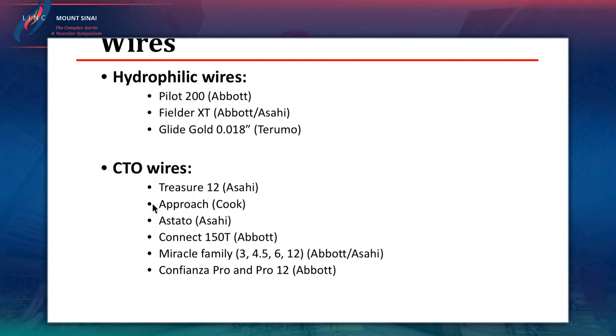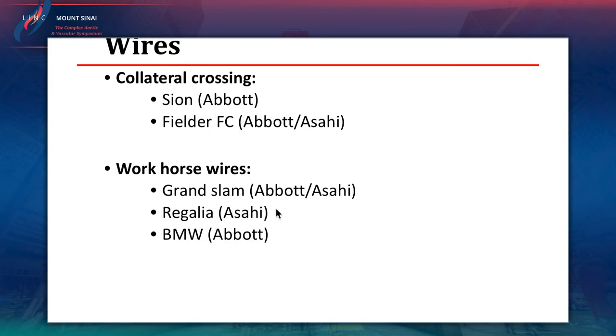From a CTO wires standpoint, there is a slew of them. I like the 250T, which I think, the Abbott wire, is the most effective, the 018 system. But these are some of the other ones that you can use in your armamentarium. Regarding crossing collaterals, we use some of the wires from the coronary experience, the Xion and the Fielder FC, I think are reasonable wires to use to cross collaterals, and then you can exchange.